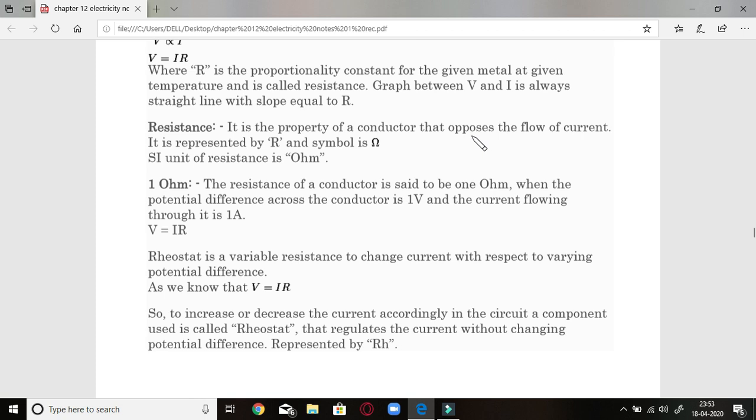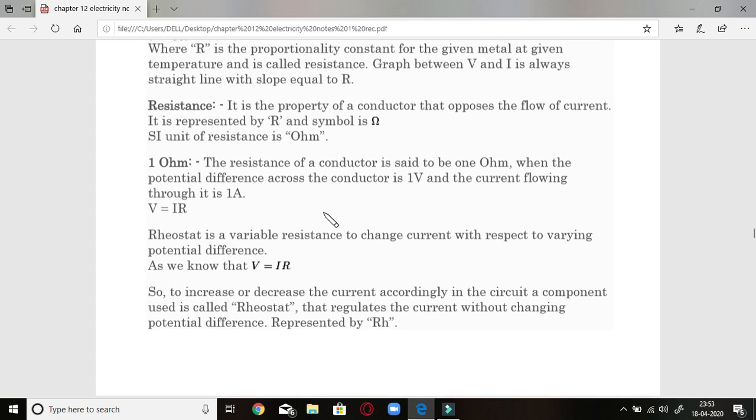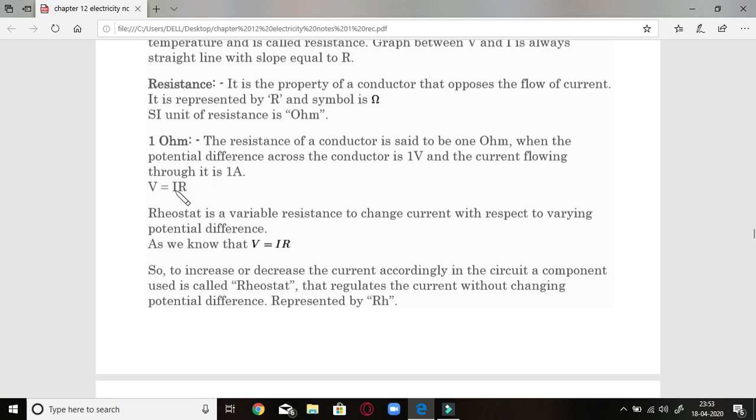It is represented as capital R, and its SI unit is ohm, in honor of scientist Ohm. That's why its unit is ohm, and its symbol is like this. So 1 ohm. अब हम अगर definition देखें कि 1 ohm क्या है, we know that V is equal to IR, right? R is equal to V upon I. This means 1 ohm will be the resistance when the potential difference is 1 volt and the current passing through the conductor is only 1 ampere. Only then we will call it 1 ohm.